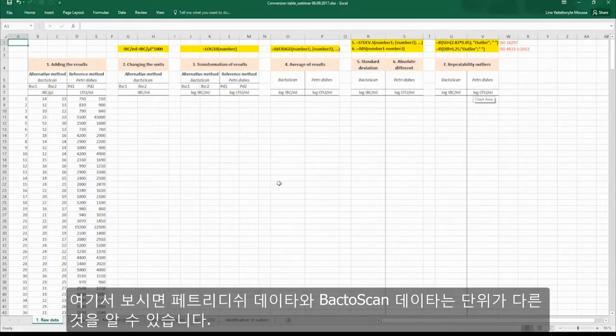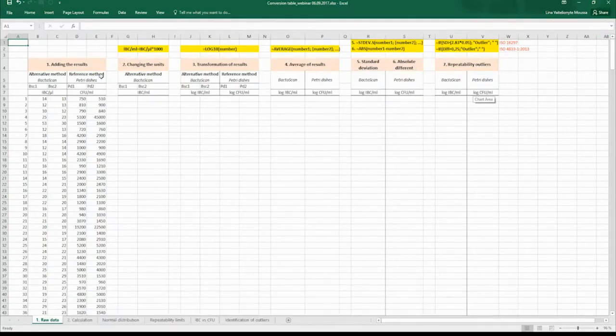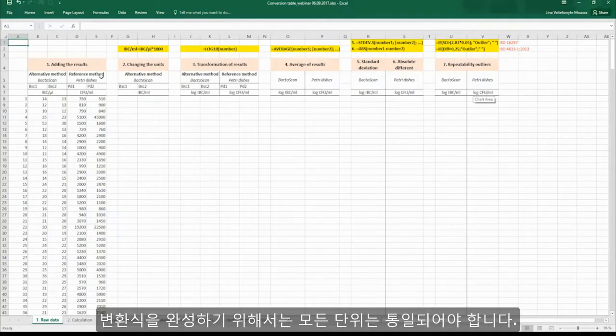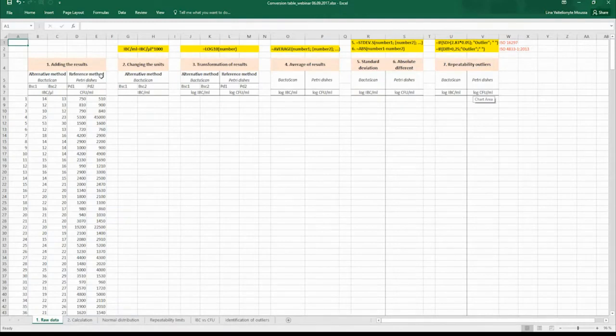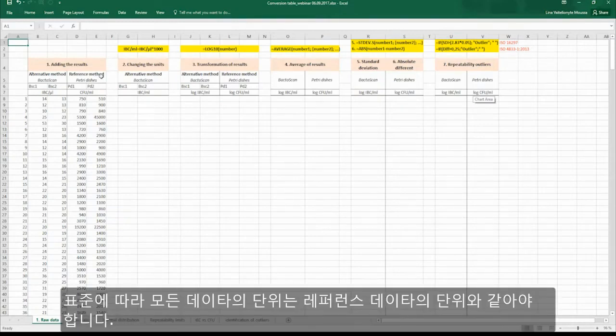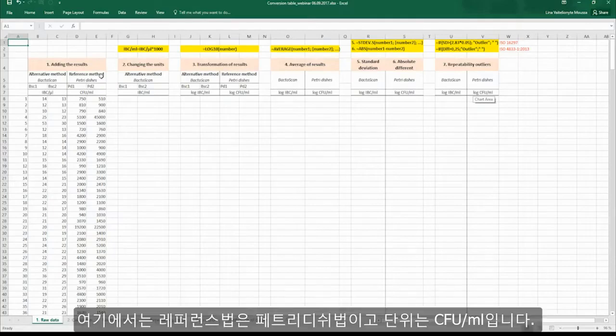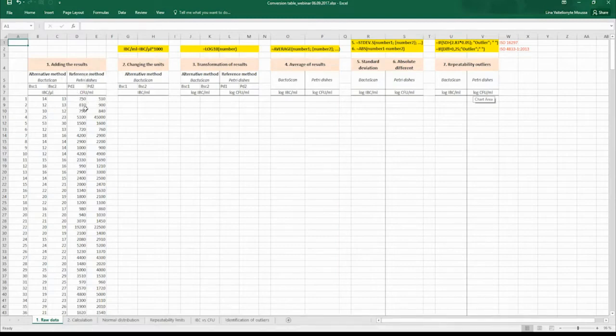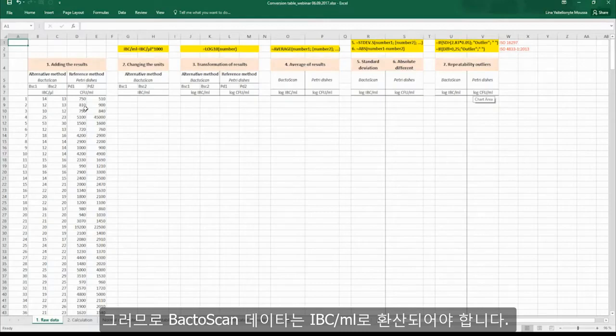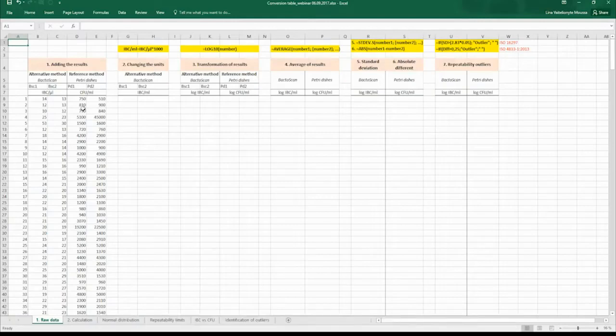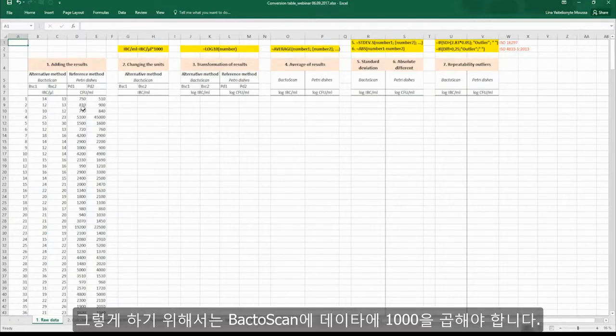As you may notice, the data from BactoScan and from Petri dishes are in different units. In order to proceed with calculations, all units must be the same. And according to standards, all data should have units the same as the reference method. In this case, the reference method is Petri dishes and data are presented in colony forming units per milliliter. Therefore, data from BactoScan have to be recalculated to IBC per milliliter. To do so, data from BactoScan must be multiplied by 1000.